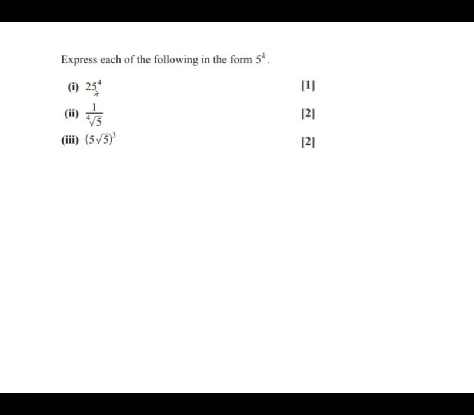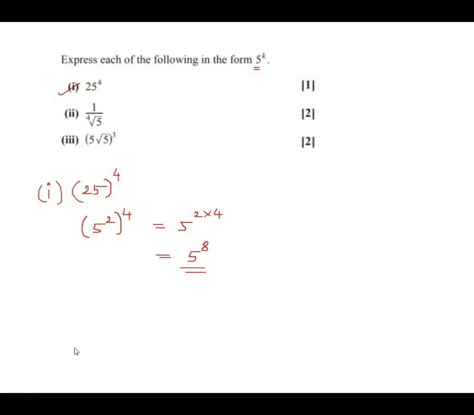We should express 25 to the power of 4 as 5 to the power of k. So let us see 25 to the power of 4. 25 can be written as 5 squared because 5 squared is 25. So we can write here 5 squared raised to the power of 4, and here we simply multiply the powers 2 times 4 using the laws of indices. So we get 5 to the power of 8. So the first one we have got in terms of powers of 5.